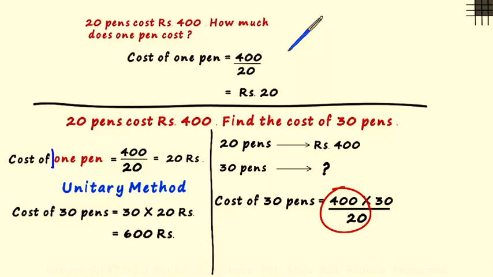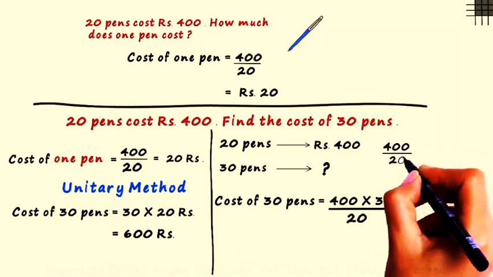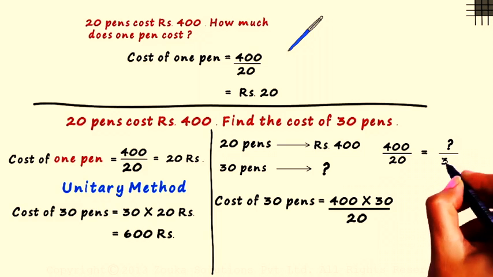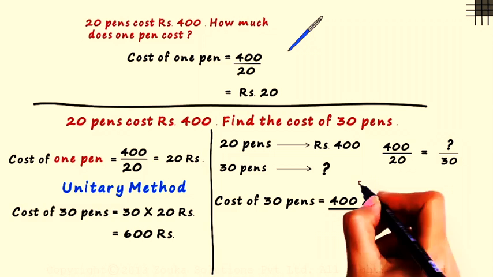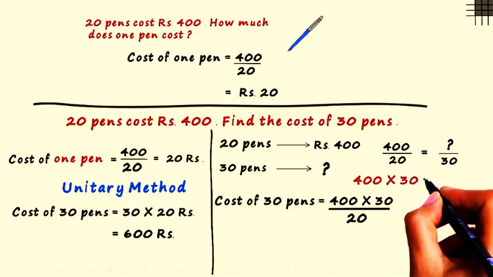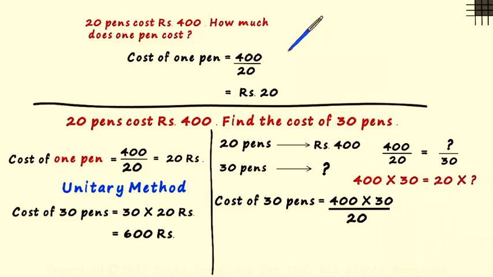This gives us the cost of one unit, and its product with 30 gives us the total cost of 30 units. Second, 400 by 20 will always equal total cost of 30 pens by 30. This is obvious since each ratio is equal to the cost of one pen. As this is proportion, product of extremes should equal the product of means. So 400 multiplied by 30 should equal 20 multiplied by cost of 30 pens. And then we transpose 20 to the other side to get the cost of 30 pens.